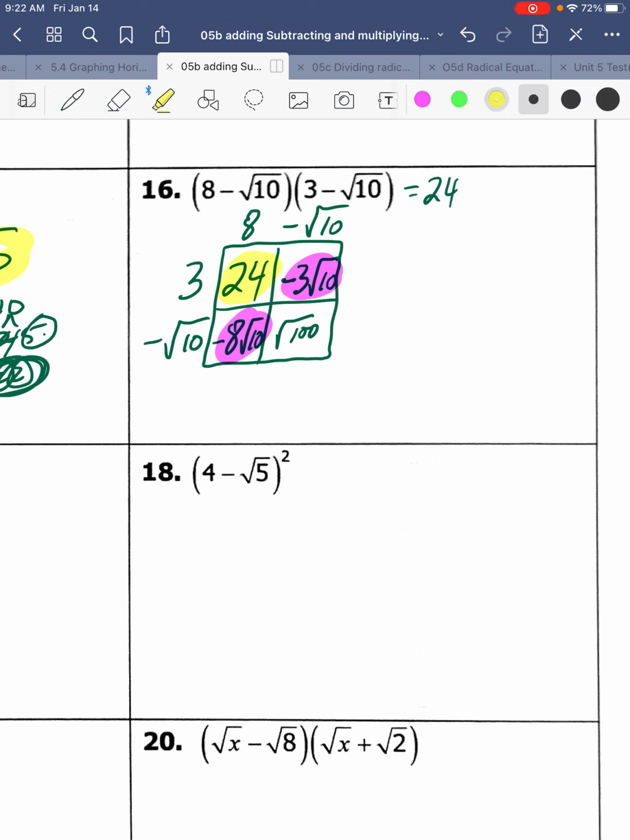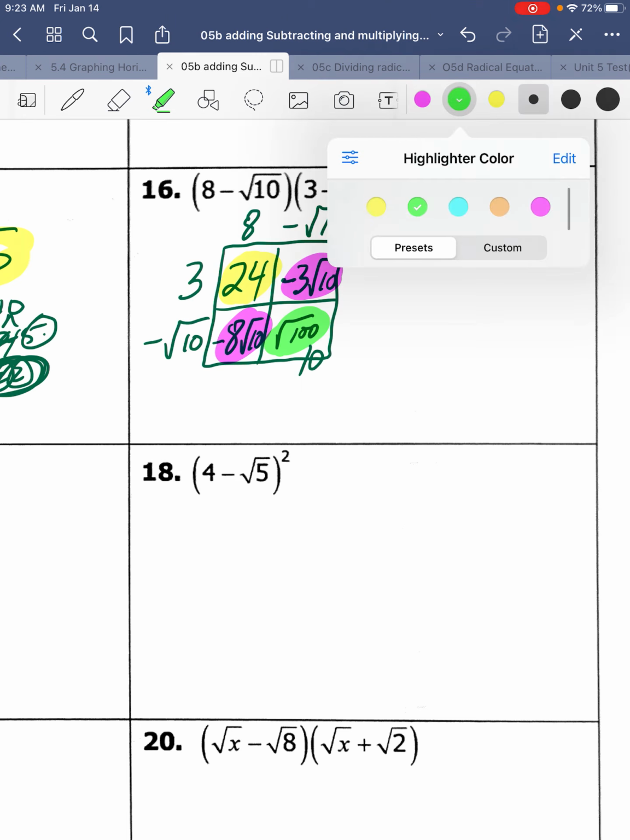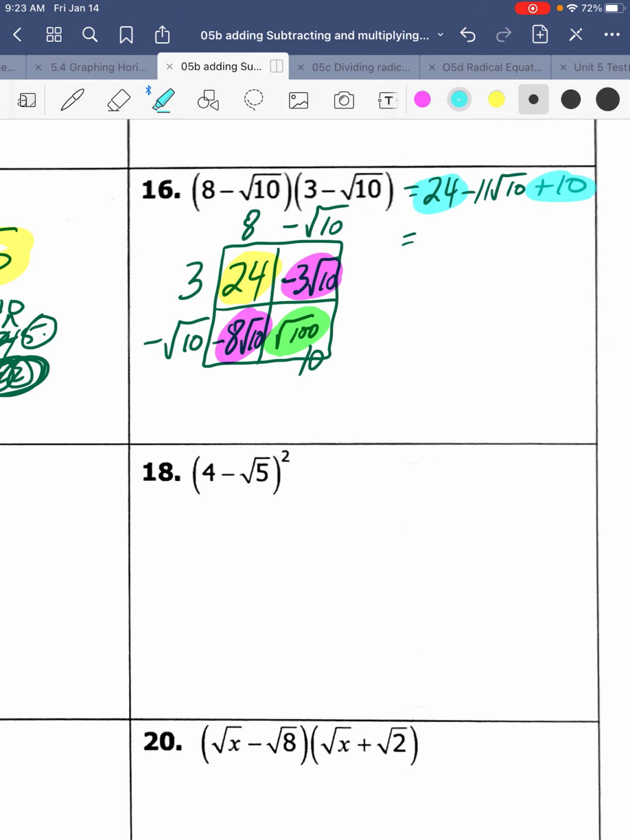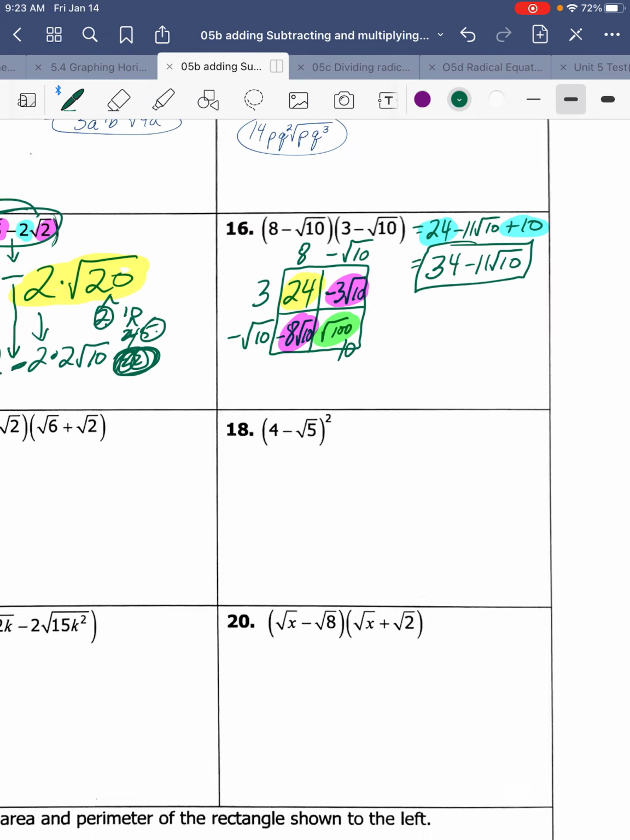And we have what I highlighted in pink, negative 8 square roots of 10, and I'm subtracting 3 more. That's going to be a negative 11 square roots of 10. And then the bottom right there, that can be simplified. Square root of 100 is 10. So we're going to add 10. Well, let's check to see if we have like terms, and we sure do. Our like terms are 24 and 10. We're going to add those together to 34 minus 11 square root of 10. And the square root of 10 cannot be simplified, so that is your final answer.